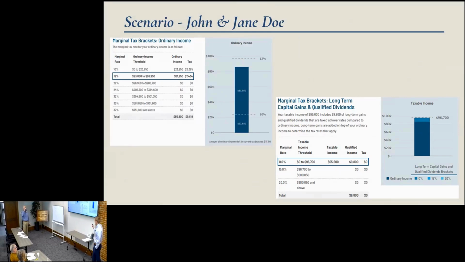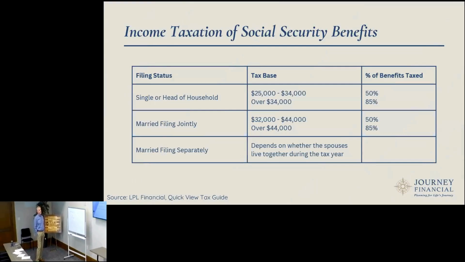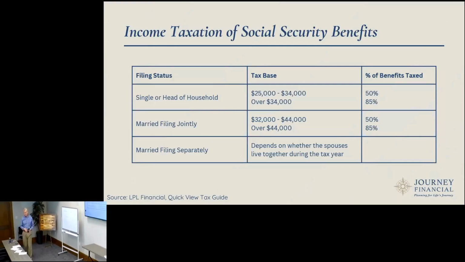So that's just kind of the scenario with a retired couple with a lot of different sources of income and how that's all taxed, how it flows through the 1040 form. There's kind of a lot there, but it flows through nicely into our Social Security benefit taxation and how that will work for this particular couple.